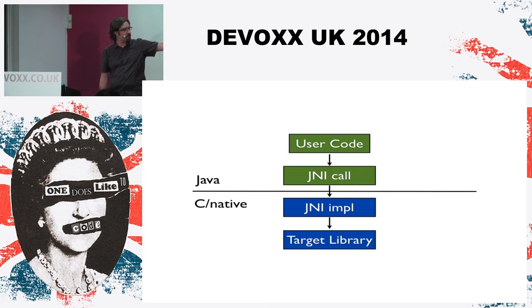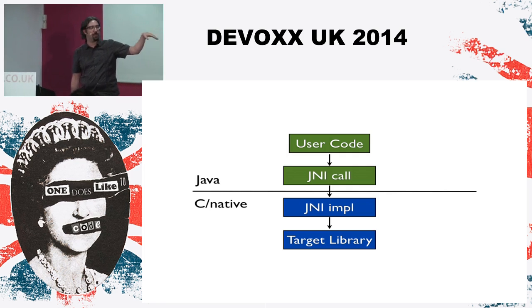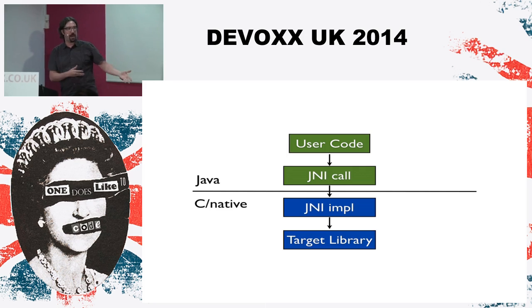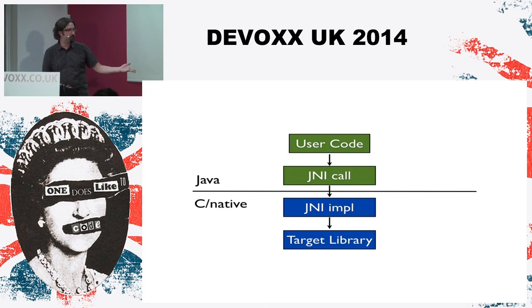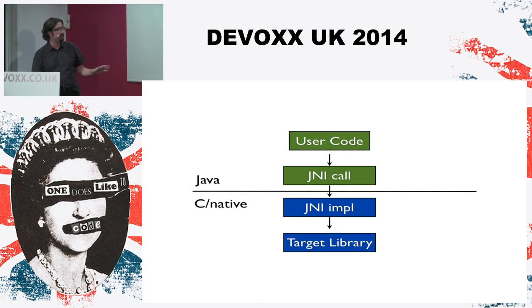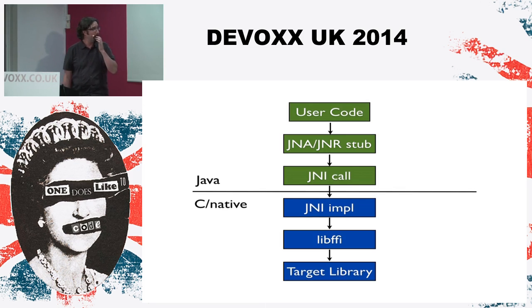If we could just write the user code up at the top that makes some call, have a library take care of all the native side of things, we wouldn't need to worry about the C side of it. We could just be Java developers or Scala developers or whatever, and be able to use all these other libraries that are out there. And that's basically what JNA and JNR do.